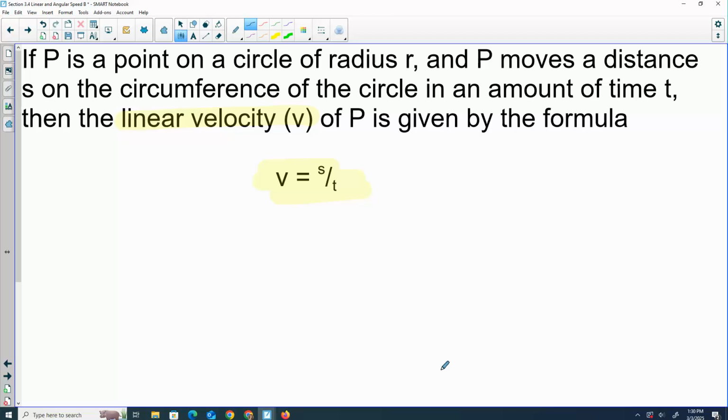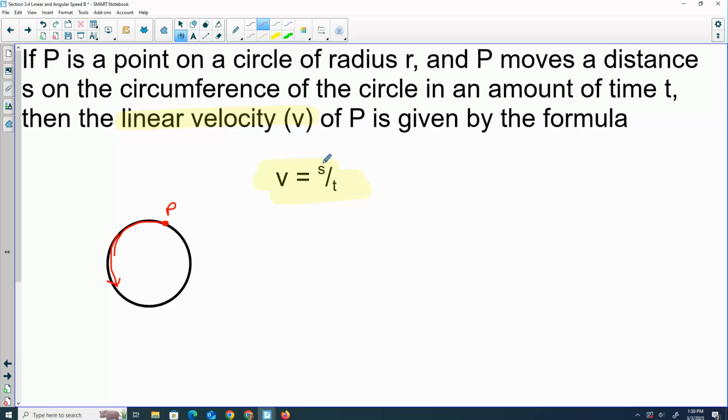So S here, if we're talking about distance on a circle, so linear velocity is saying how fast does some point travel around the outside of the circle. How fast is that point moving? So it's just your distance that you traveled on the outside of the circle, which is arc length, divided by the amount of time it takes you to do it.